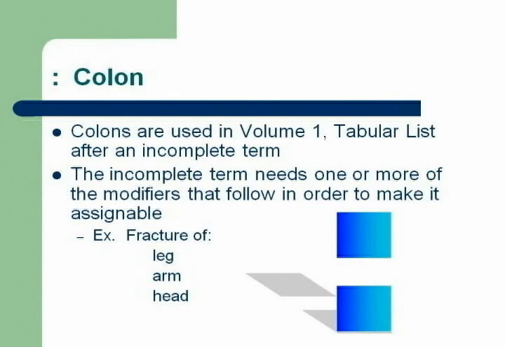The colon is used in Volume 1 after an incomplete term. The incomplete term needs one or more of the modifiers that follow it in order to be assignable. In the example, fracture of must be modified by the terms below it: fracture of leg, or fracture of arm, or fracture of head.